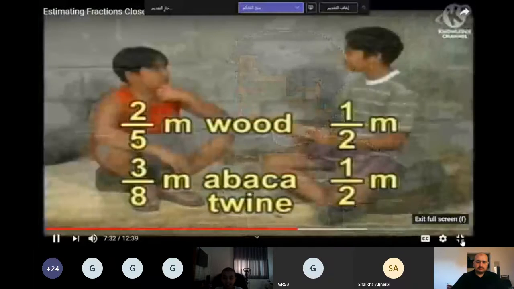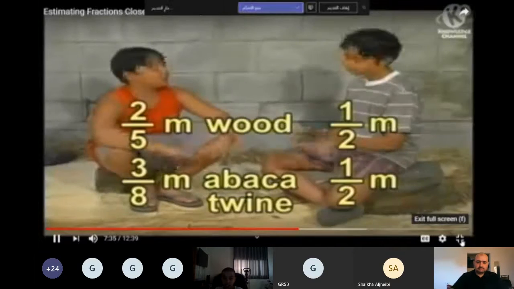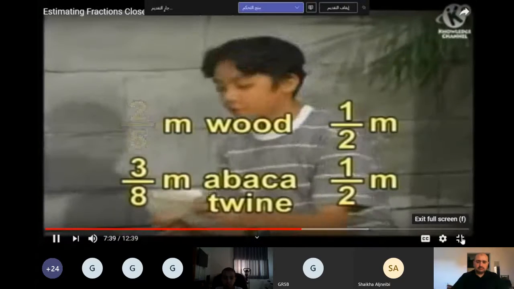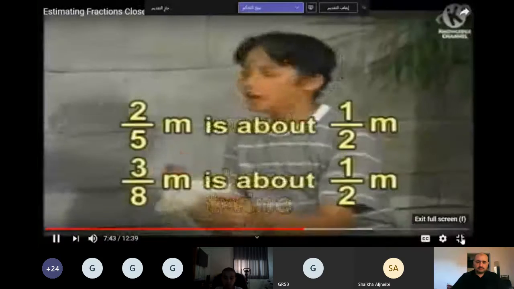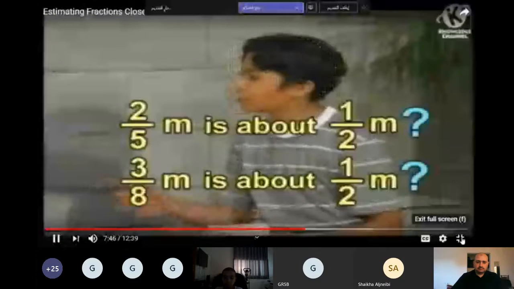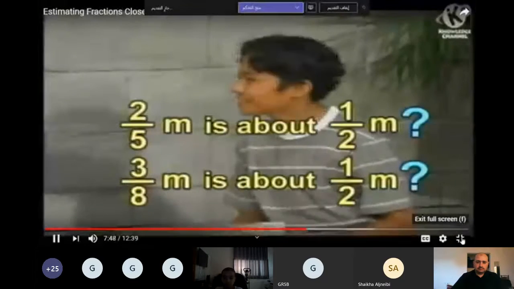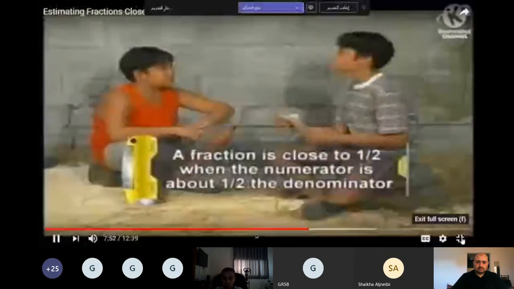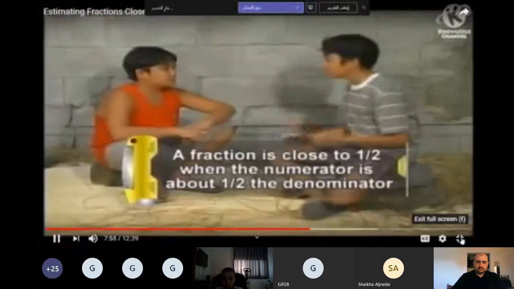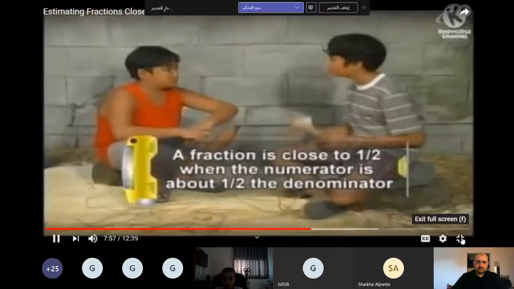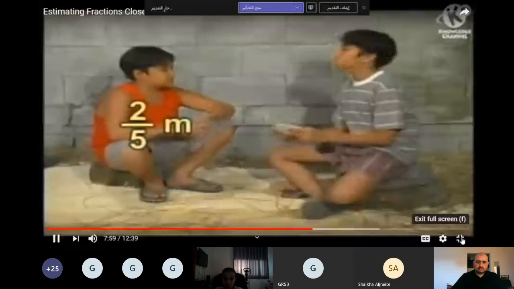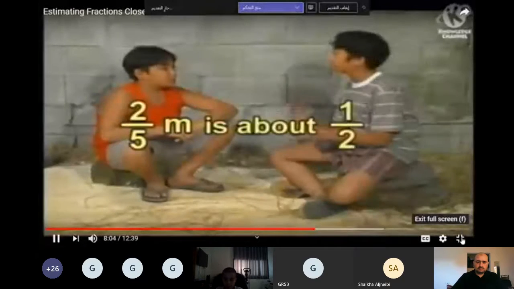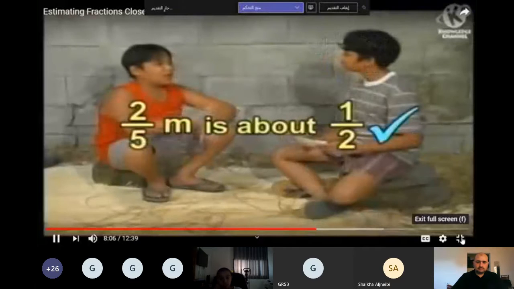But I need 2/5 meter of wood and 3/8 meter of twine. Don't worry, Enchong. You see, both 2/5 and 3/8 meters are about 1/2 meter. You actually have more than what your father needs. How did that happen? You see, a fraction is close to 1/2 when the numerator is about 1/2 the denominator. 2/5 is close to 1/2 because the numerator 2 is about 1/2 the denominator 5.